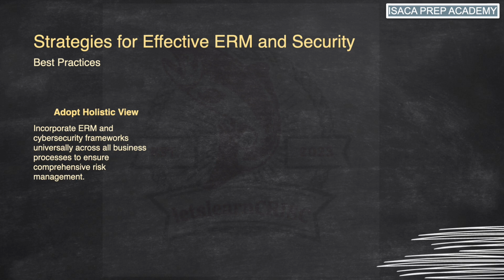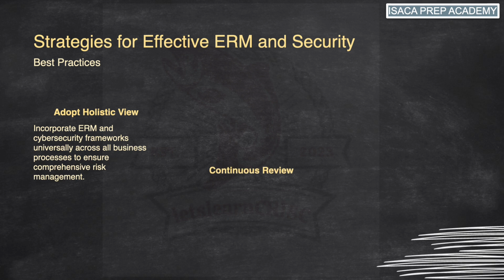Friends, by adopting a holistic view of risk management and incorporating enterprise risk management and cybersecurity frameworks universally across all business processes, organizations can achieve comprehensive risk management. And this approach enables organizations to identify and address risks proactively, minimize potential threats and vulnerabilities, and enhance overall resilience to adverse events. It also fosters a culture of risk awareness and accountability throughout the organization, leading to better decision making and improved business outcomes.